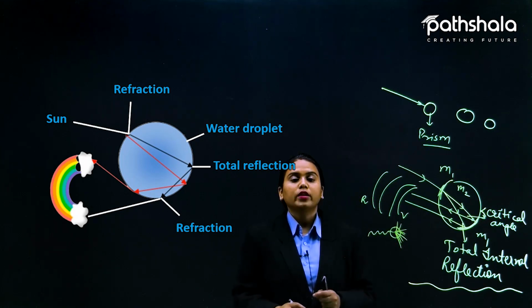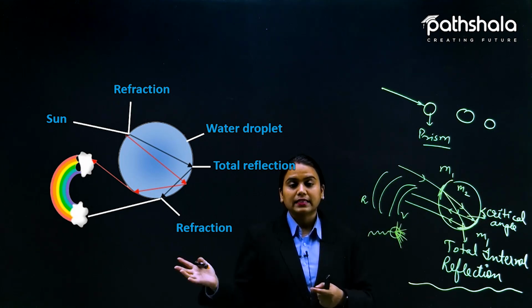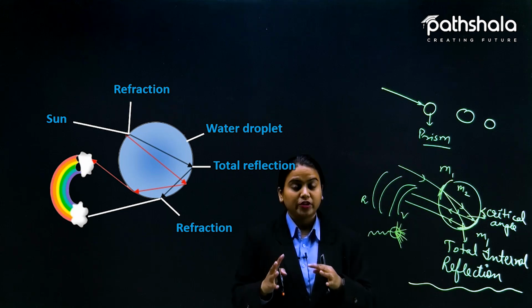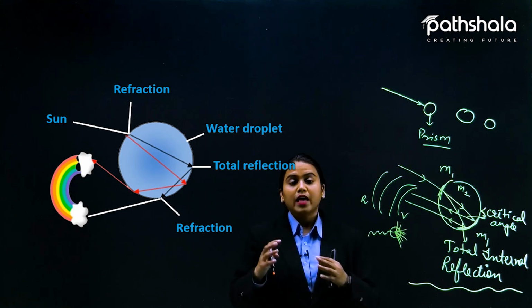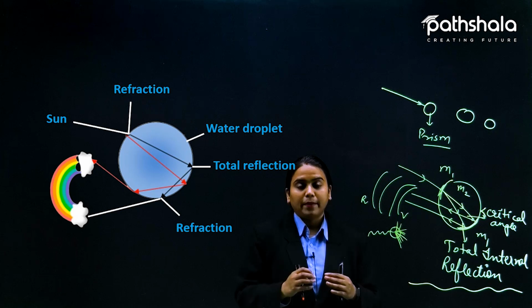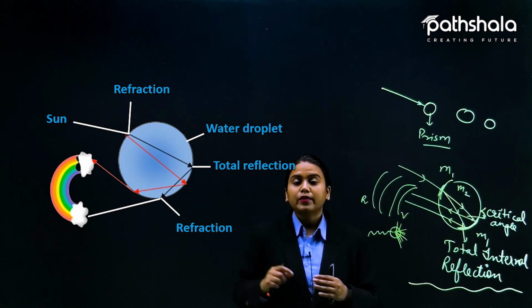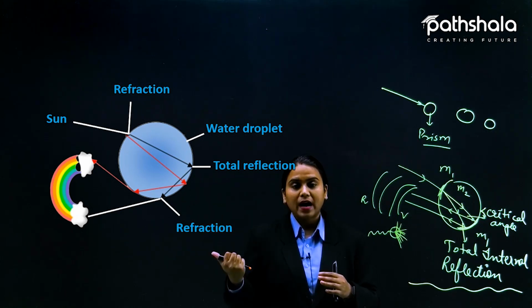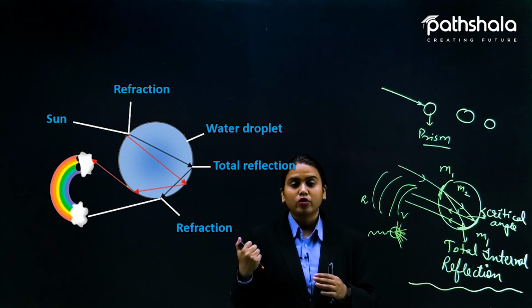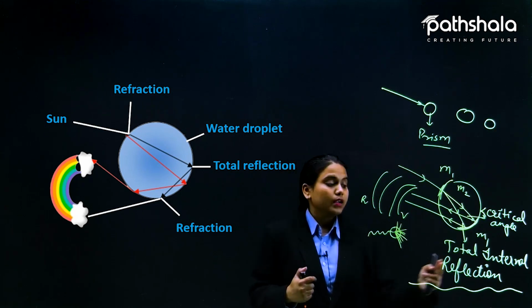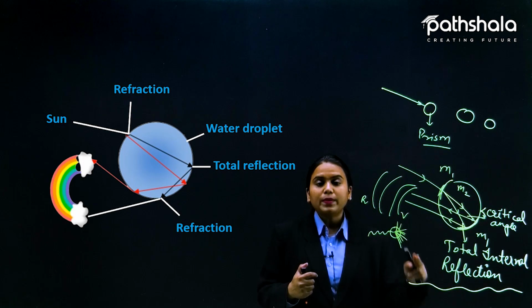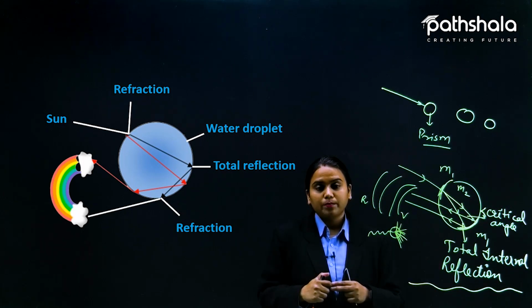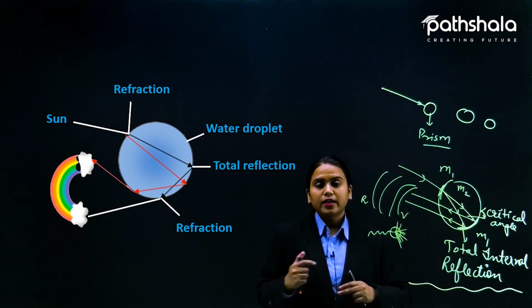So this is the dispersion of light, and this rainbow formation is the basic example that you can see happening naturally. So this diagram is very important, students. So practice this diagram for your exams, and the topic TIR could be asked to you. I have told you the definition part also. Now let's move forward.